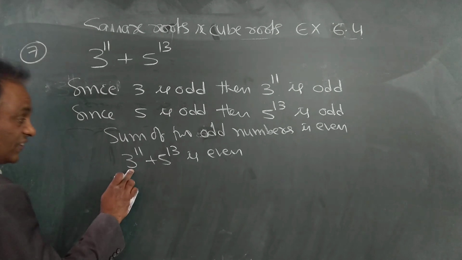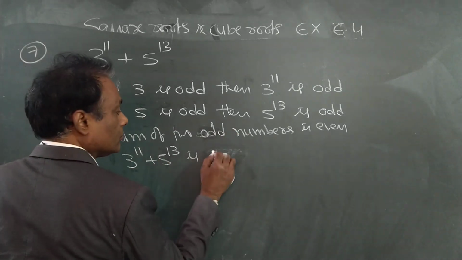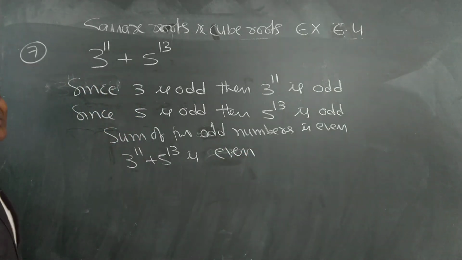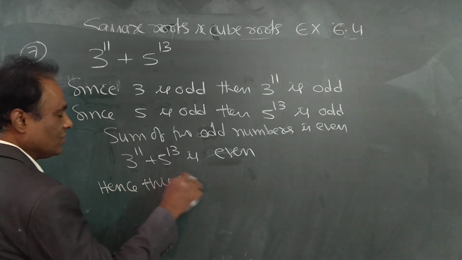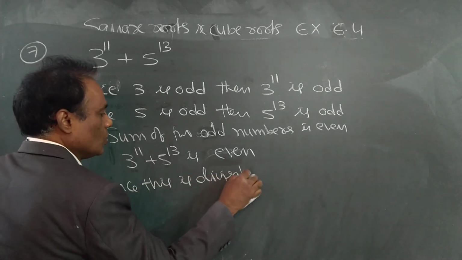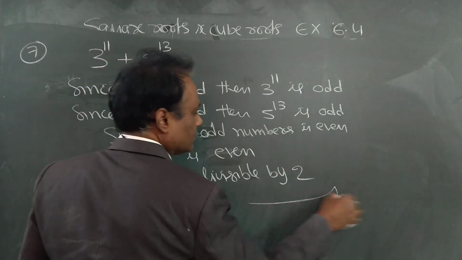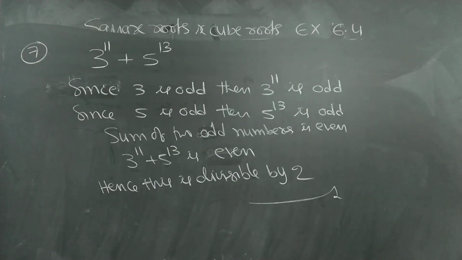So this is an odd number, this is an odd number. The sum of two odd numbers is even. Any even number is divisible by 2. Hence, this is divisible by 2. Write down, students. Write down and practice these problems.